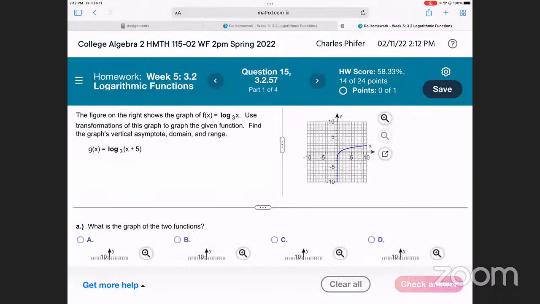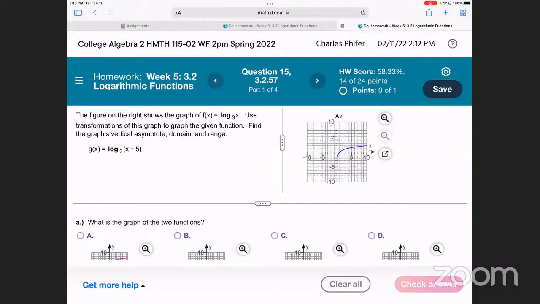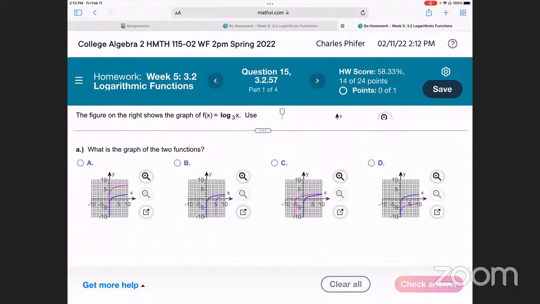Let's see. The figure on the right shows the graph of log base 3 of x. Use the transformations of this graph to graph the given function, and then find the graph's vertical asymptote, domain, and range. Okay. What is the graph? So, in general, the log function looks like what you see on the right-hand side of the screen right now, right? The only transformation that we did, we added a 5 inside the basic function.